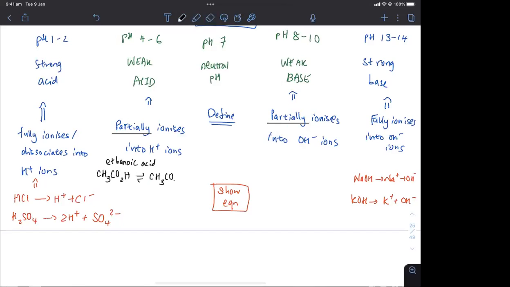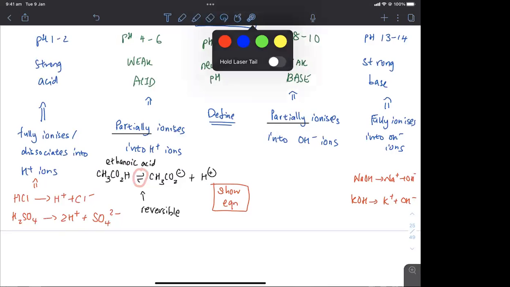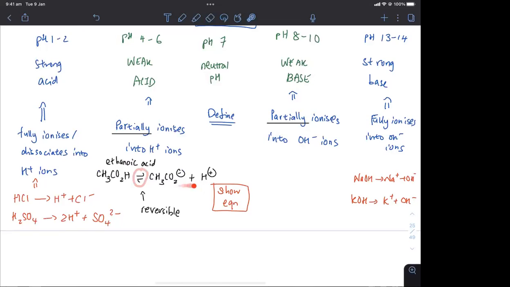When you dissociate to give you your H plus, that means your H plus is already gone, separated. Whatever is left behind has one lesser H, and you must have a minus 1 charge there. This is the key component. This is called reversible. Reversible means the left will go on to produce the right, but then some of the right-hand side will go back to form back the left-hand side. That's why it's called partial dissociation, because not everything gets dissociated, as some of them recombine to give you back your molecule.